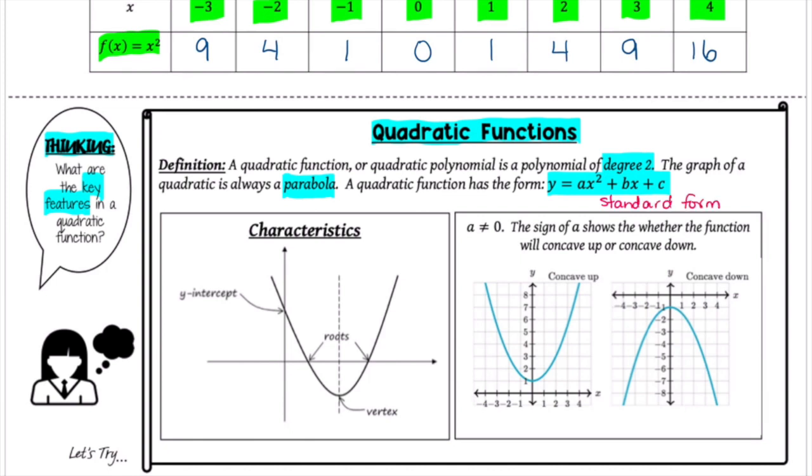So some of these special characteristics, or the key features as we will identify them, are: we will need to identify the y-intercept, which is always going to be (0, y). We will need to identify the roots, also known as the x-intercepts, and those points are always (x, 0). We will need to identify the vertex and also this dashed line that passes through the vertex. So I'll start with that one. This dashed line, this vertical line, is known as the axis of symmetry.